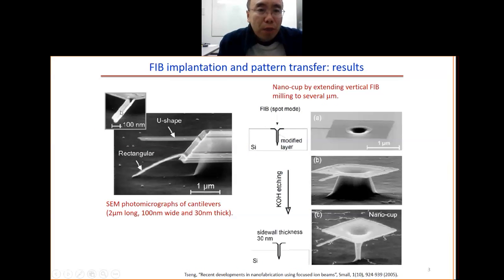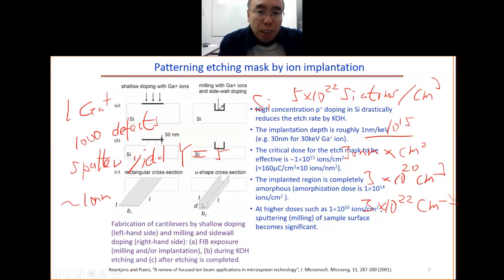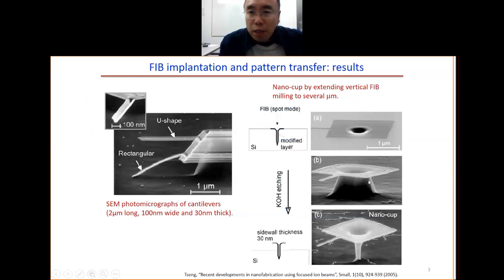Here's the example. For this case you can also mill a hole, so the side wall will also be covered by heavily doped silicon. In the end, after you do the cleavage and etching, you leave behind a shape like this. Again, the area you see here is the part that is heavily doped by gallium.